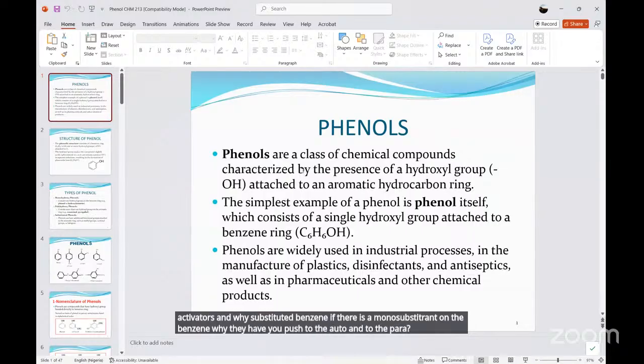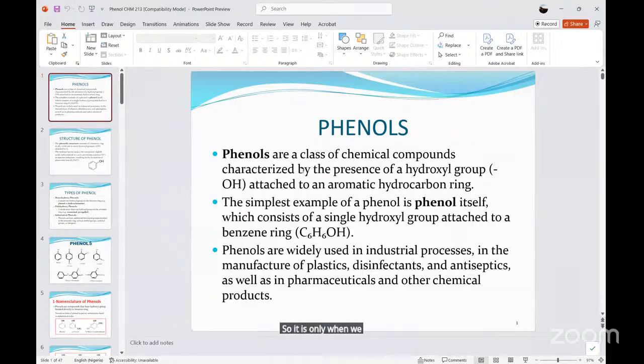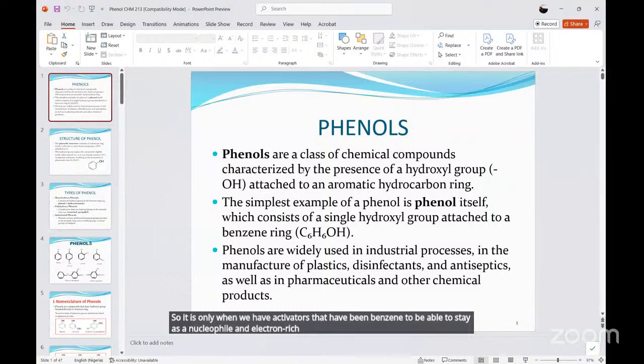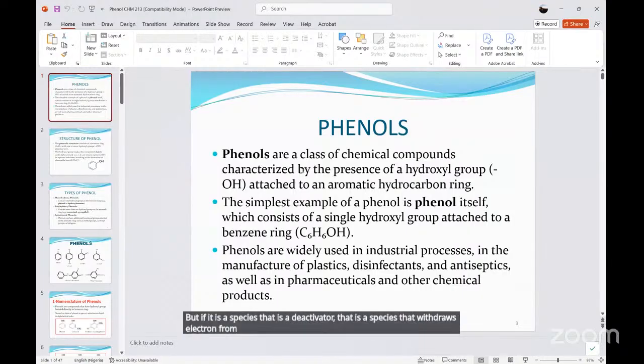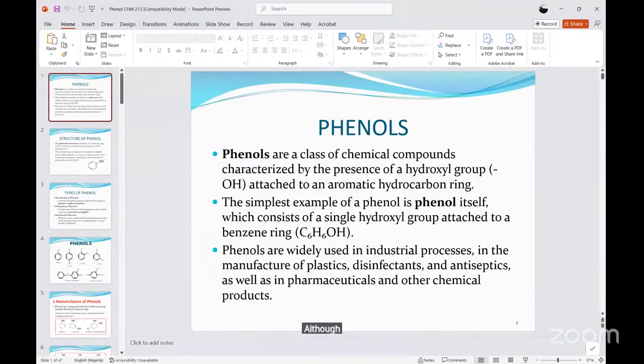It is only when we have activators that help the benzene ring to stay as a nucleophile and electron rich that will now allow an electrophilic compound to come in. Those are the species that we push to the ortho and para. But if it is a species that is a deactivator, that withdraws electrons from the benzene ring, like NO2 or those carbonyl compounds. Do you understand? They try to withdraw electrons from the benzene.